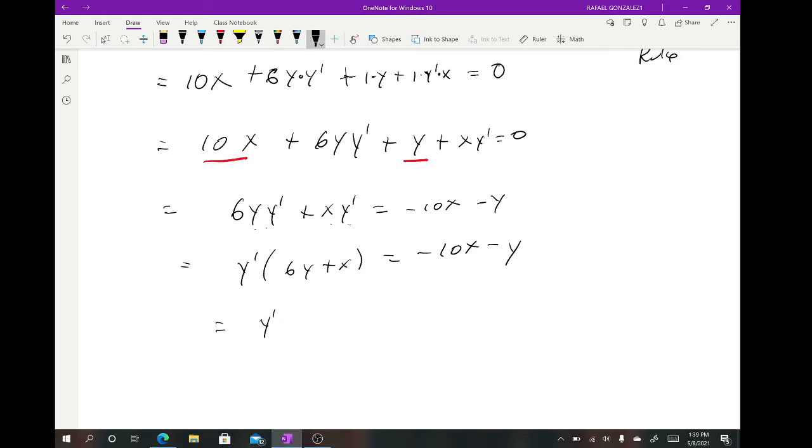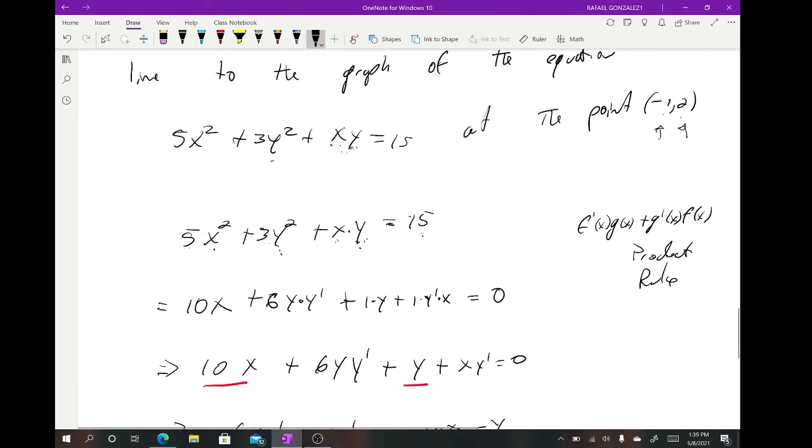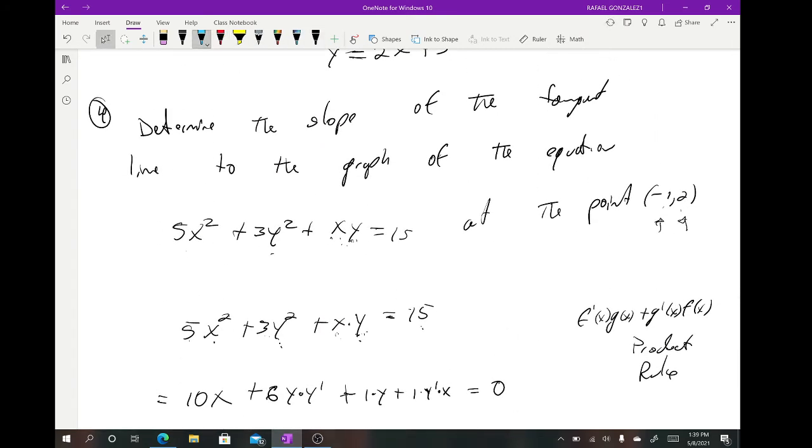So I have y prime, and I should really not be using equality here. y prime is equal to negative 10x minus y over 6y plus x. So now we have found the derivative of our original given problem.